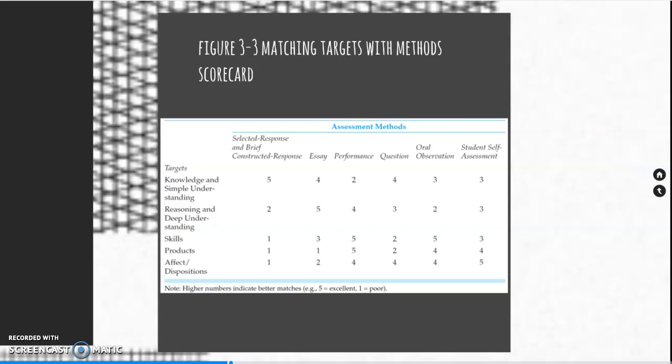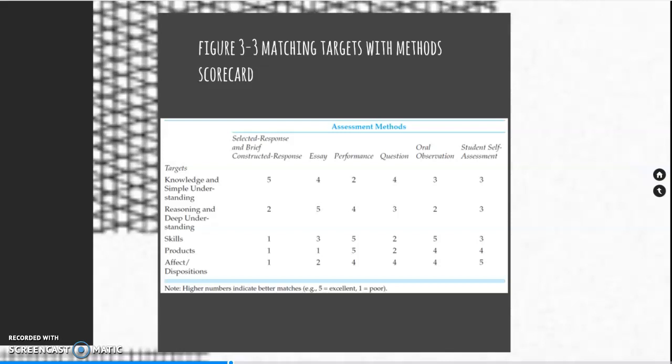The numbers 1, which equals poor, to 5, excellent, represent the relative strength of the method to provide a high-quality assessment for specific targets. Variation to what is presented in the figure should be expected. Well-constructed selected response and brief constructed response items do a good job of assessing subject matter and procedural knowledge and simple understanding, particularly when students must recognize or remember isolated facts, definitions, spellings, concepts, and principles. Reasoning and deep understanding skills are best assessed in essays and performance assessments. Performance assessments are also effective in measuring reasoning skills and deep understanding.